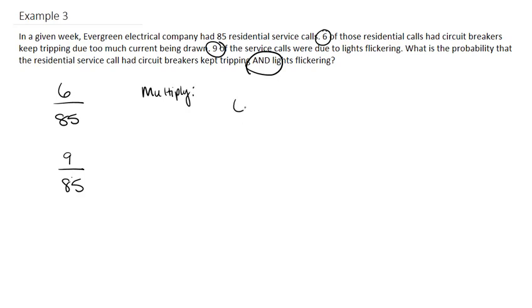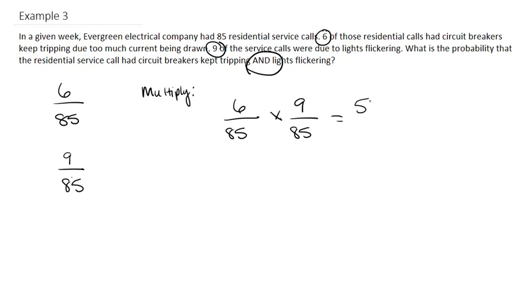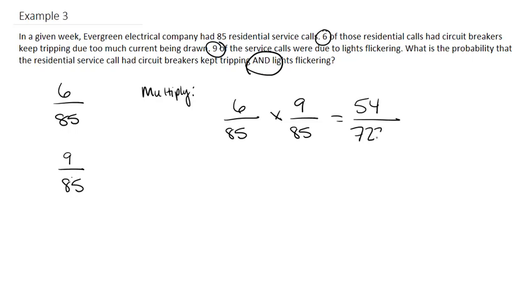So we would go 6 over 85 times 9 over 85. So we need to multiply out these numbers. So let's get our calculators out. So we go 6 times 9, which is equal to 54. Our next step is to go 85 times 85, which is 7,225.